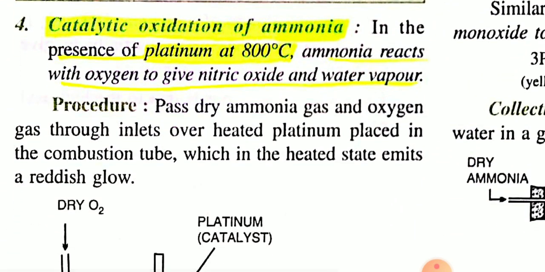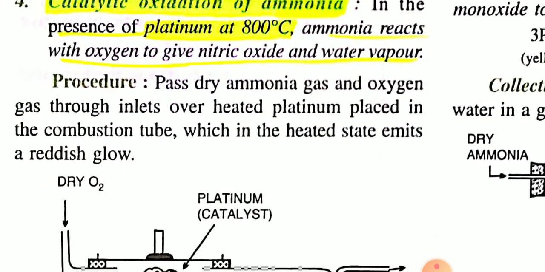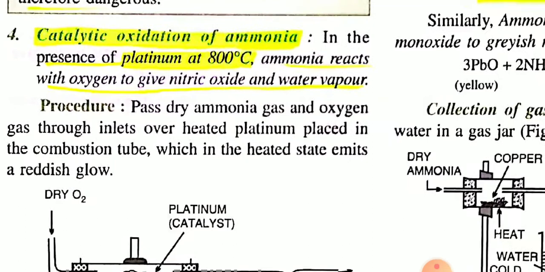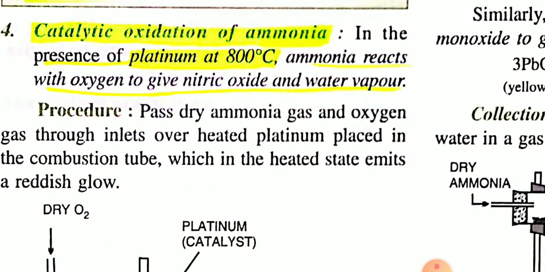And now, catalytic oxidation of ammonia. This is also a reaction of ammonia with oxygen, but in the presence of a platinum catalyst. So in the presence of platinum catalyst at 800 degrees Celsius, ammonia reacts with oxygen to give nitric oxide and water vapor. The products in this reaction are different.